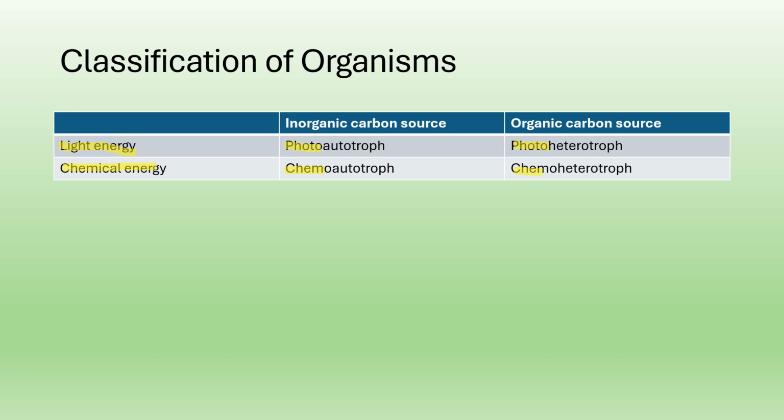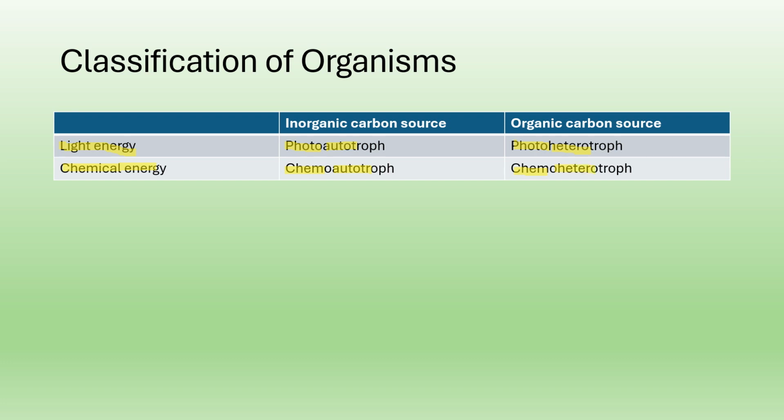Then when you look at the source of carbon, remember organic compounds have both carbon and hydrogen. If an organism is able to use an inorganic carbon source, such as carbon dioxide, CO2, it's known as an autotroph. If instead it uses organic sources of carbon, it is known as a heterotroph.